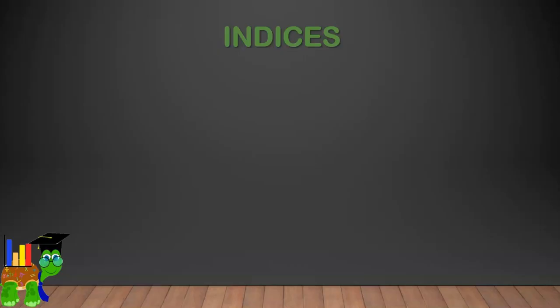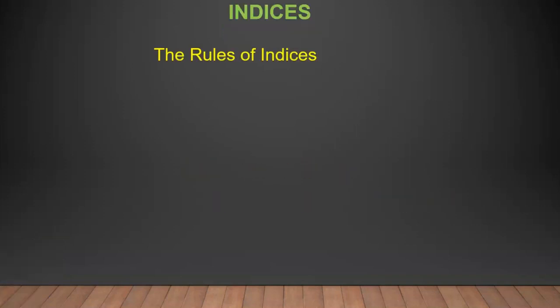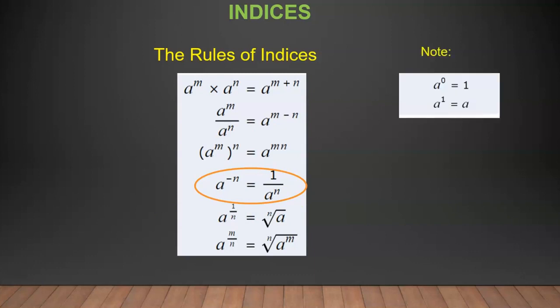This video is about indices, specifically negative indices. So to remind, these are the rules of indices, and we are going to be dealing with negative indices, which can be written down in a fraction form as 1 over a to the n. It's also important to take note that any base raised to the 0 power is equal to 1, and any base raised to the first power can be written as just the base without the power 1.